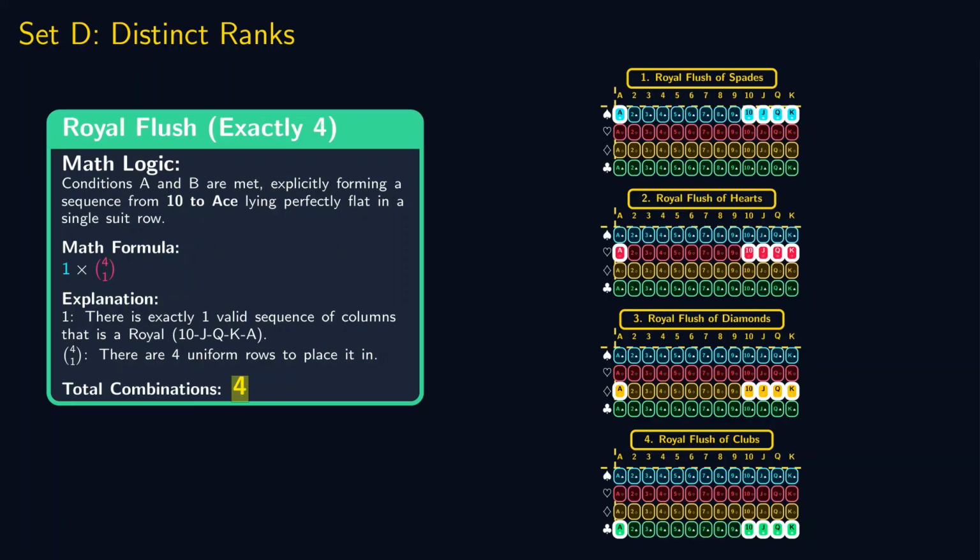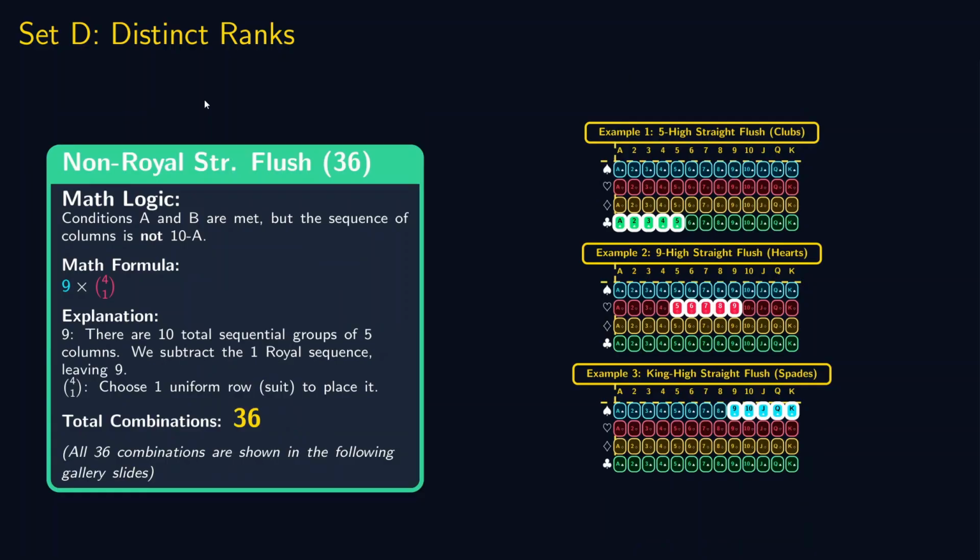Now we stay within the straight flush family, but we step down from the royal and consider all the other straight flushes. The ones where the 5 sequential columns form a consecutive run that is not the 10 through ace sequence. In the grid, these hands look identical in structure to the royal flush.